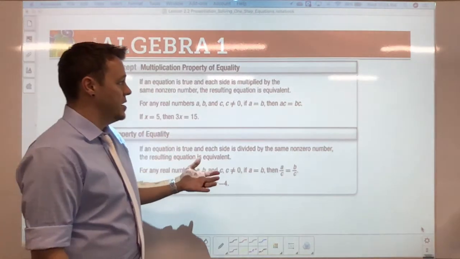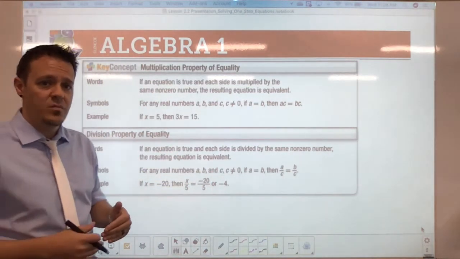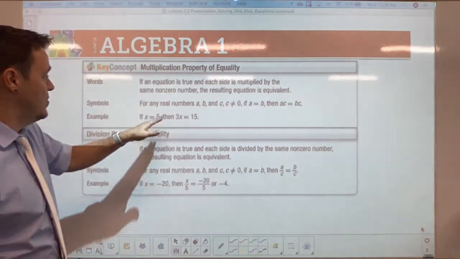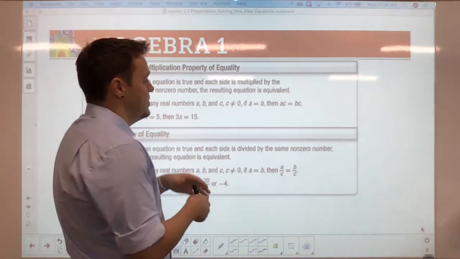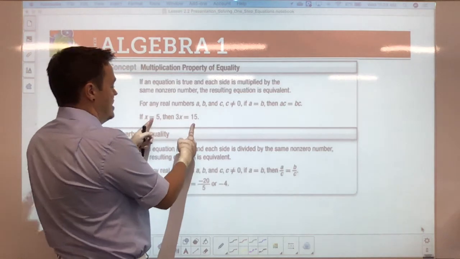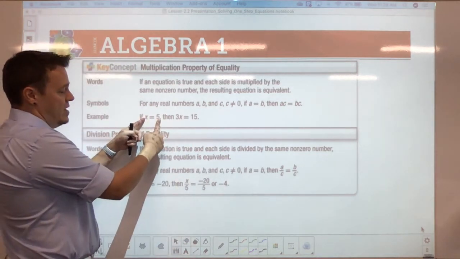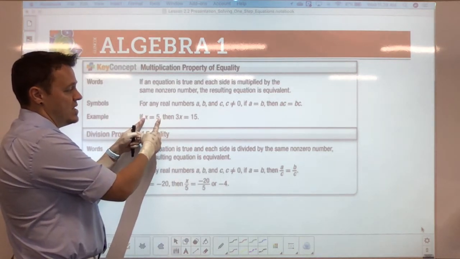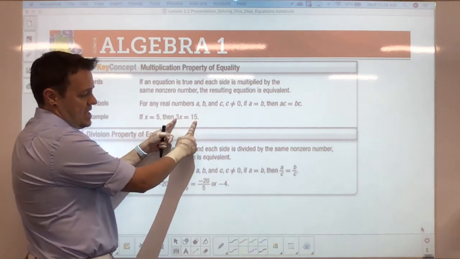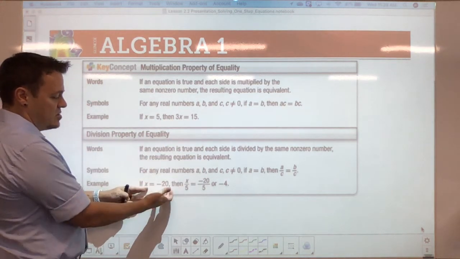Multiplication property of equality, okay? Same thing as the addition and subtraction property from the first page, where basically if you want to multiply something to one side, you have to do it to the other, okay? So x equals 5, and then what they're doing is they're multiplying 3 to both sides, so you get 3x and 15. Same with this one here, x equals negative 20.